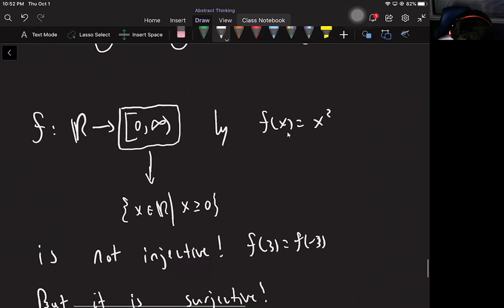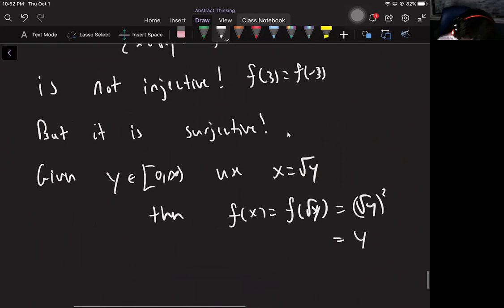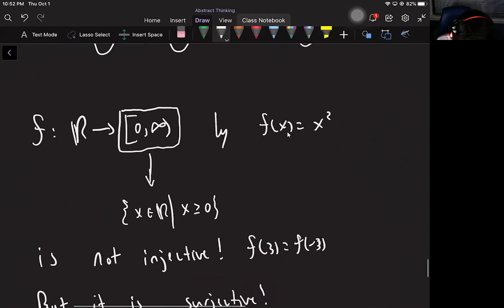So if I want 26 to pop out, I just got to plug in square root of 26. So it is surjective, not as formal of a proof, but that's the idea. But I can use the same function, and if I change the sets around, I can change what happens.